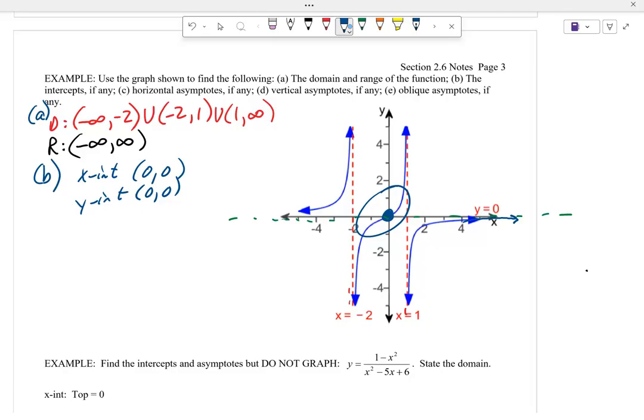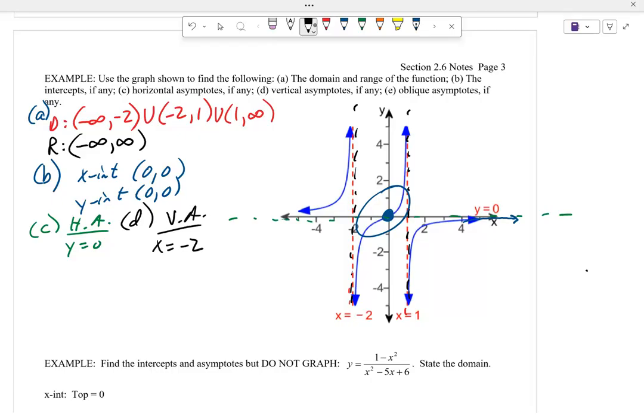Let's look at horizontal asymptotes. What's our horizontal asymptote? That's that horizontal line, y equals 0. What are our vertical asymptotes? Our vertical asymptotes would be x equaling -2 in red and x equaling 1. Is there any oblique asymptotes? There are no slant asymptotes shown here.